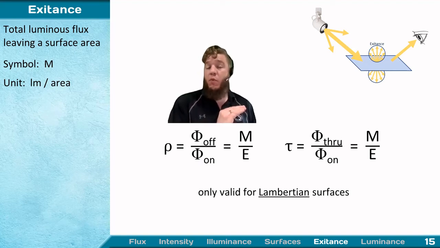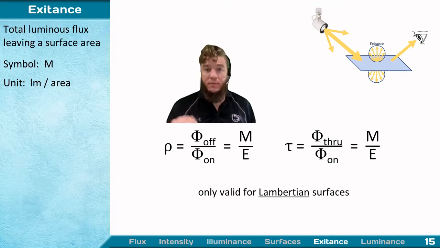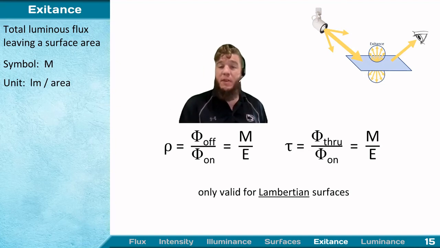The only difference is we're removing area. So if we are talking about a single surface, then we can assume the area is the same, obviously. And so if we remove area, then we simply get the phi off of a surface over the phi onto a surface is our reflectance. And the same thing again for transmittance.